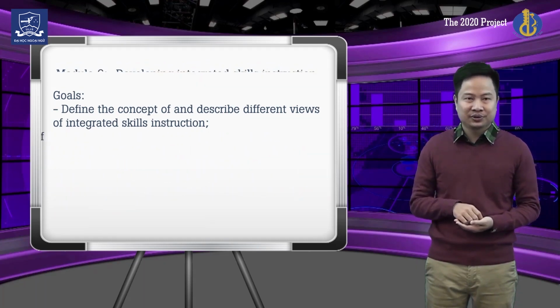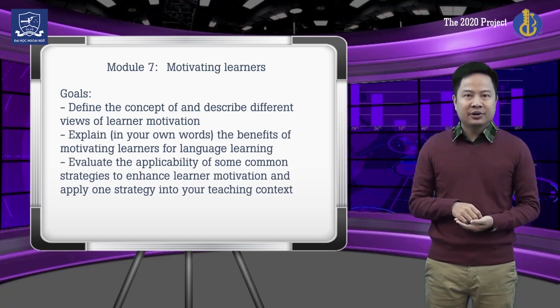teaching context. In module number 7, learner motivation will be unpacked. The objectives of this module include defining the concept of and describing different views of learner motivation, explaining in your own words the benefits of motivating learners for language learning, evaluating the applicability of some common strategies to enhance learner motivation, and applying one strategy in your teaching context.